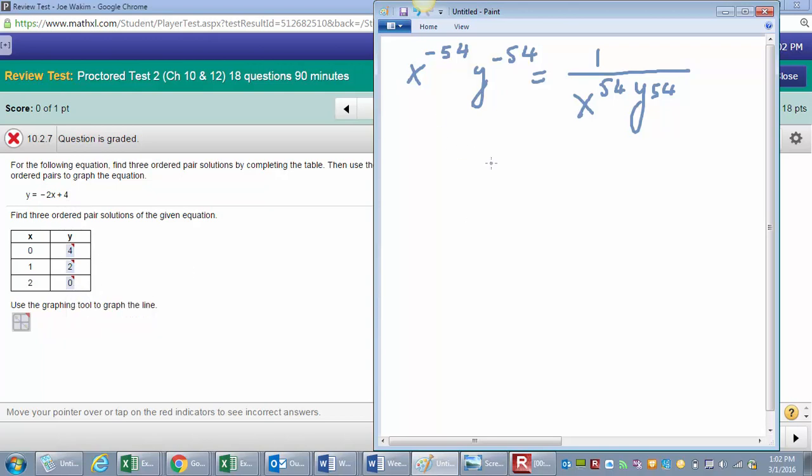And then all you have to do is plot these points on a rectangular coordinate axis. For x equals 0, y equals 4. So this point is 0, 4. For x equals 1, y equals 2. And this is 1, 2. And for x equals 2, y equals 0. And this is the third point. So all you have to do is join these 3 points, and this would be the line.